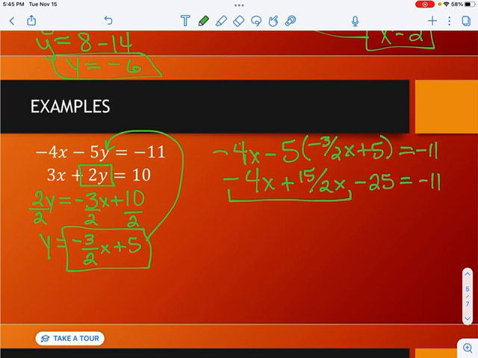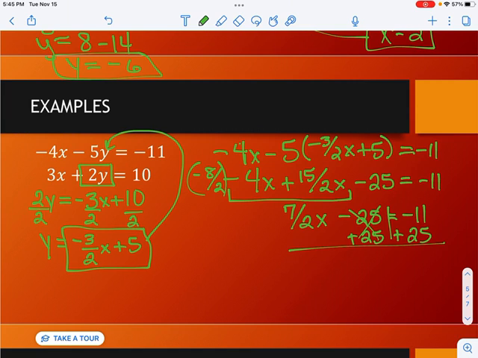I'm now going to combine my like terms. So negative 4, remember, would be negative 8 over 2. Negative 8 over 2 plus 15 over 2 is going to give me 7 halves x minus 25, and that equals negative 11. I'm going to add the 25 to both sides, and that gives me 7 halves x is equal to 14. Now remember, we're going to multiply by the reciprocal here, and that's going to leave me with an answer of positive 4.